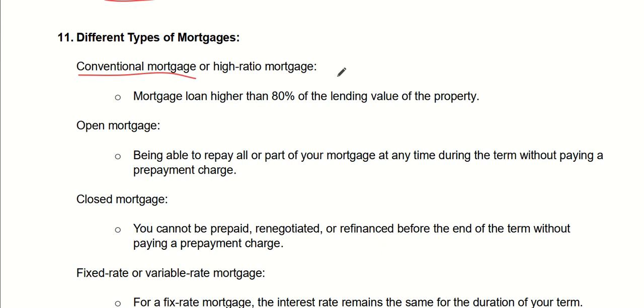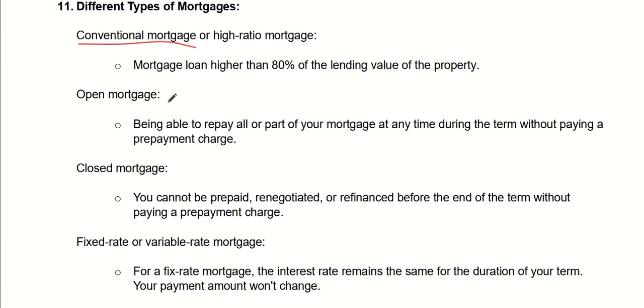Because if you think about it, you got to pay for other things such as land transfer tax, maybe some legal fees. So typically, people grab a mortgage that's slightly higher than the lending value of the property. Now, what is an open mortgage and a closed mortgage?